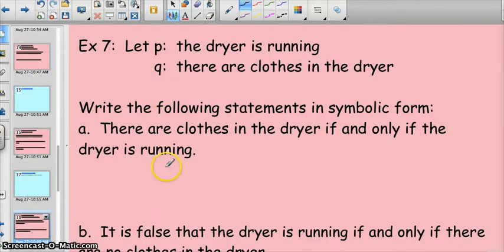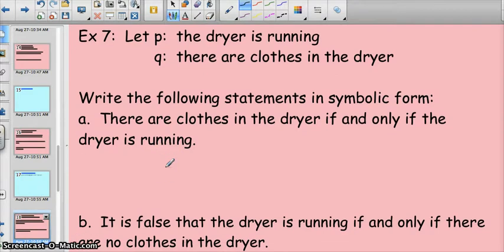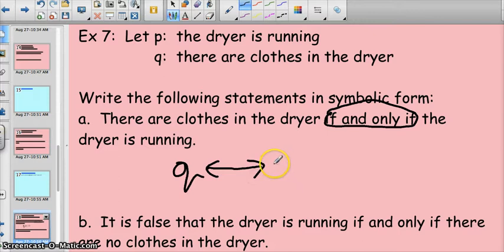Now, let's talk about how to utilize it. "They're closing the dryer if and only if the dryer is running." I see if and only if right here, so there's going to be a biconditional. They're closing the dryer, that's the cue, if and only if, double-sided arrow, and the dryer is running, that's the P. Easy stuff.